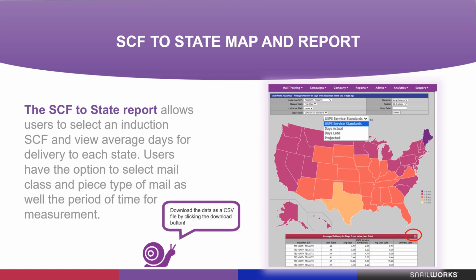If a state is colored in that pale yellow, that means that mail is being delivered within 1 day in that state. And then the darker colored state, the longer number of days it's taking for delivery. Now, right below the state map, you'll see a spreadsheet that provides all of this data in a graph format. You can export that by clicking on the report icon all the way on the right-hand side of that red bar. And you'll be able to download this as a CSV file.